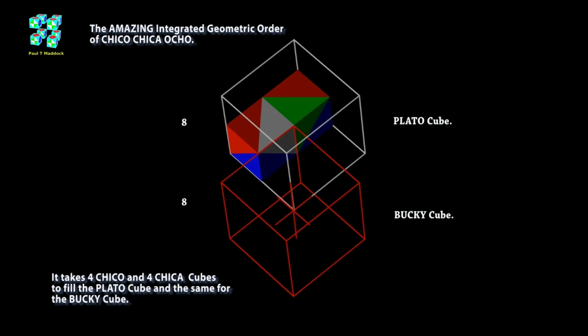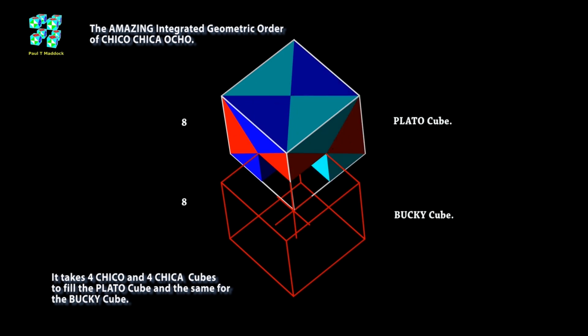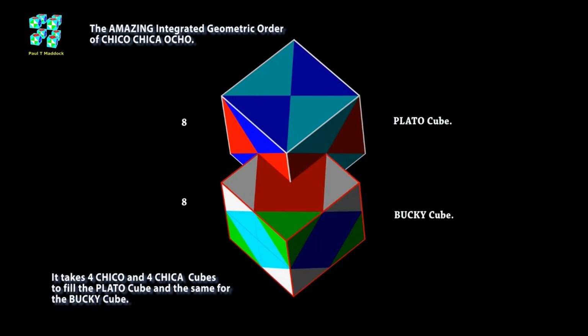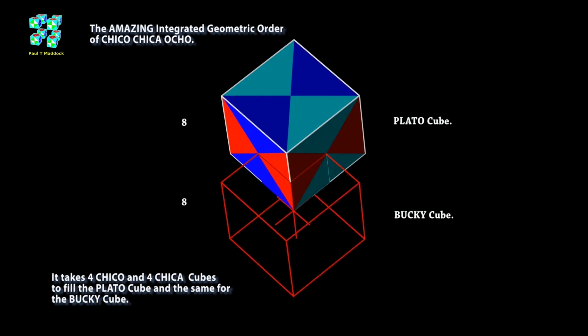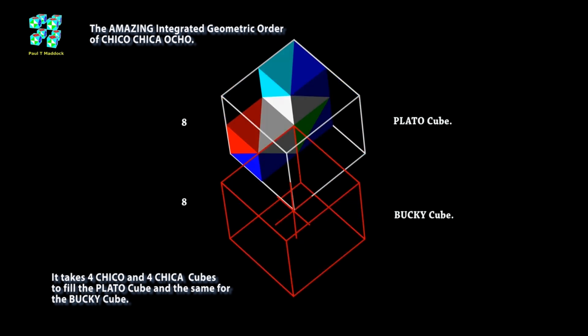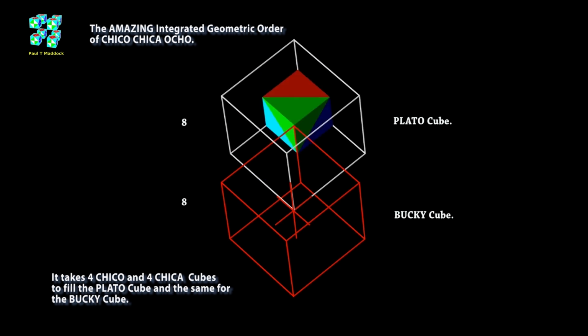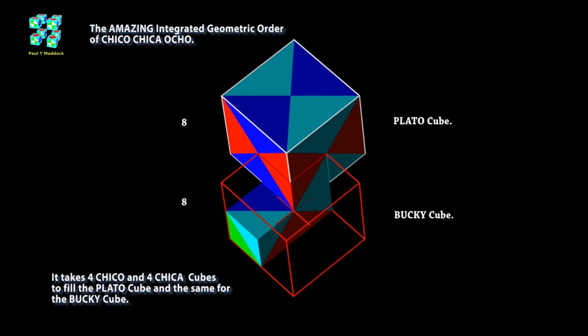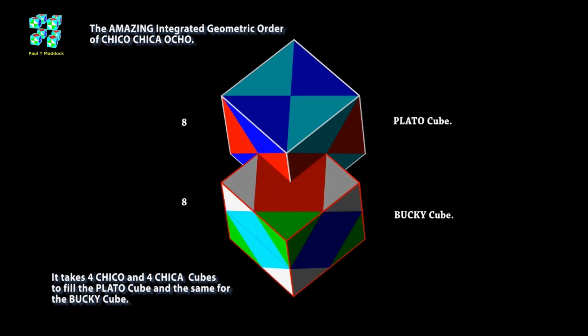Let's take a look. Okay, it fills the Plato cube first, and then it fills the Bucky cube. Isn't that something? I'll put this little anim in reverse, and then we'll put it forward again. Isn't that something? I guess this little toy shows more three-dimensional order than 60 years of chaos theory.